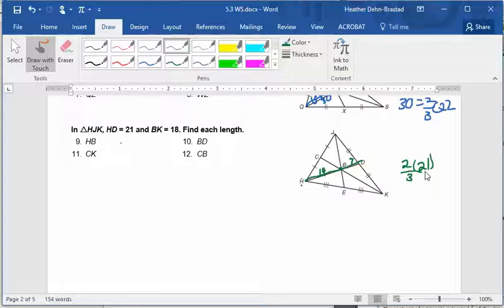We are also given that BK is 18. This piece here is 18. Well, 18 is 2/3 of the whole length of CK. So let's see, this could be 9, and this could be 9, and then this would also be 9. So CK, that's the whole thing, would be 9 times 3, or 9 plus 9 plus 9, and CB is marked as 9.